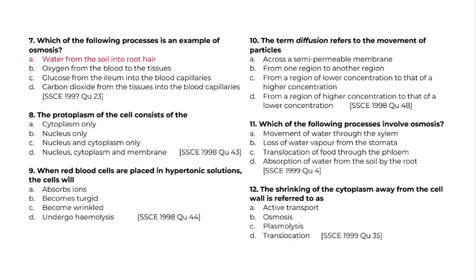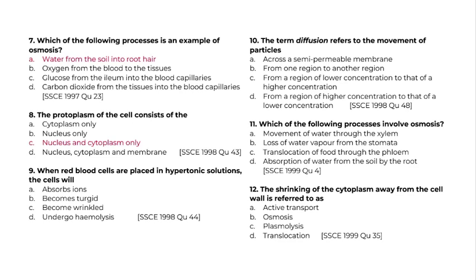Question number 8. The protoplasm of a cell consists of: A, cytoplasm only; B, nucleus only; C, nucleus and cytoplasm only; and D, nucleus, cytoplasm, and membrane. Now, when we talk about the protoplasm of a cell, we are referring to the nucleus and the cytoplasm only. So the correct answer over here is C, nucleus and cytoplasm only.